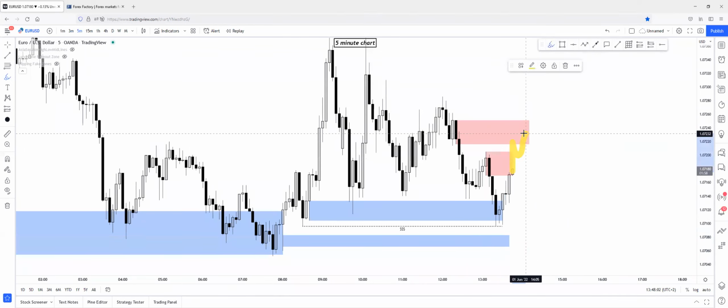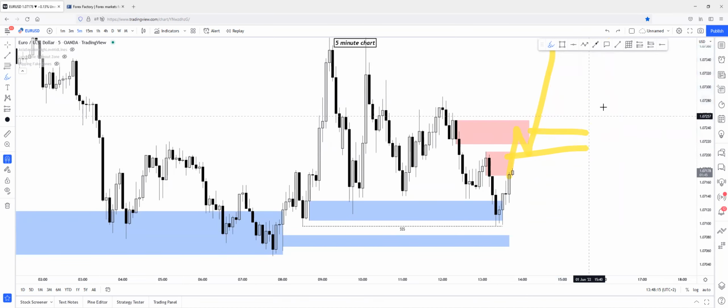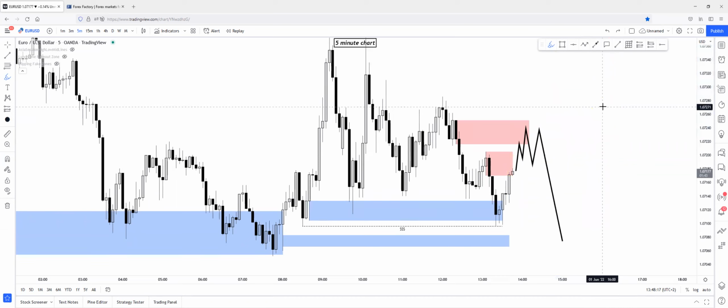If the confirmation can't happen on this zone, we will wait for a break of this zone, and we will take confirmation to the upside based on this 5-minute zone that has caused the break. We will wait for confirmation on this 5-minute zone too. With the confirmation, we will go long. It's all about confirmation. It's all about reaction. It's all about how you mark your zones and how you react on those zones.